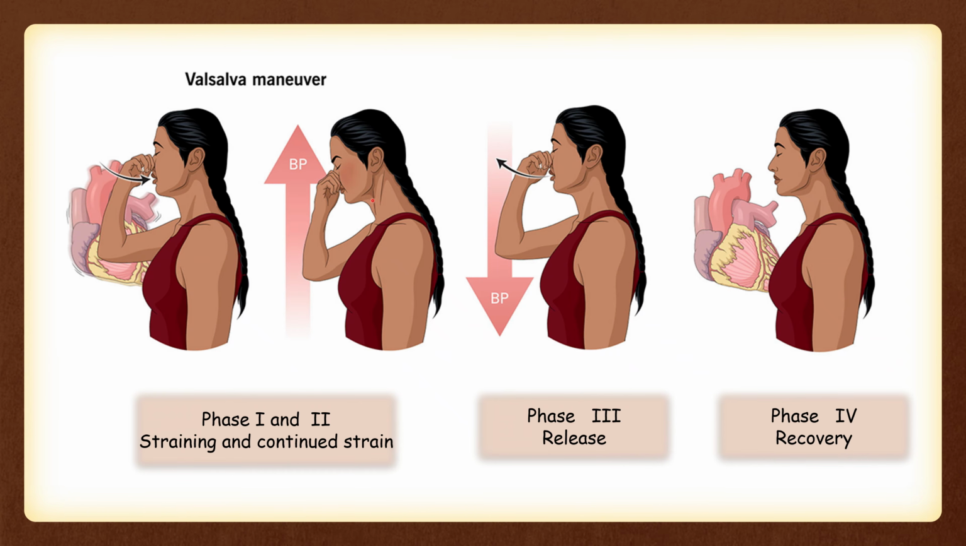So inhaling and exhaling against the closed airway comprises the straining, and holding the air for 15 to 20 seconds forms the continued strain phase, and the releasing of air forms the phase 3, and recovery phase forms the phase 4.